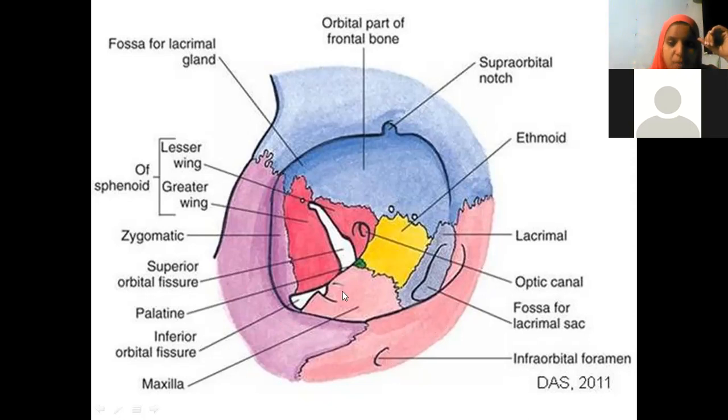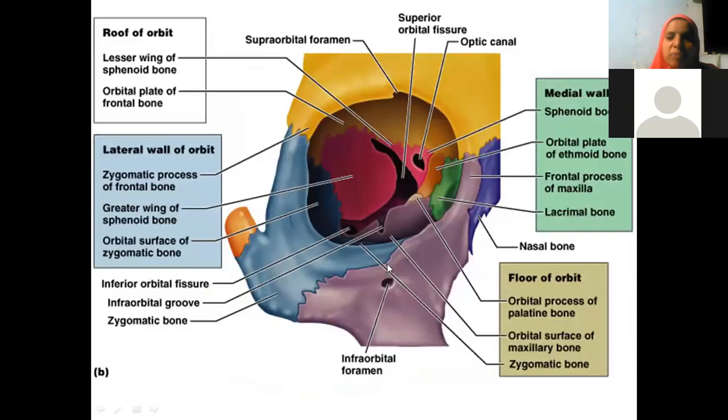Apart from that, you are also finding other bones like the ethmoid bone. As you go deeper on the lateral wall, we also find the greater wing, and towards the roof we also find the lesser wing. We know that between the lesser and greater wing we have the superior orbital fissure. Within the lesser wing you will have a passage for the optic nerve and ophthalmic artery, and that passage is the optic canal. Now between the greater wing of the sphenoid bone and the maxilla you have one more opening, the inferior orbital fissure. Here the walls have been named.